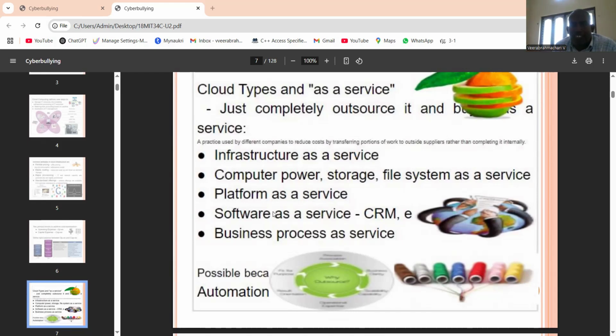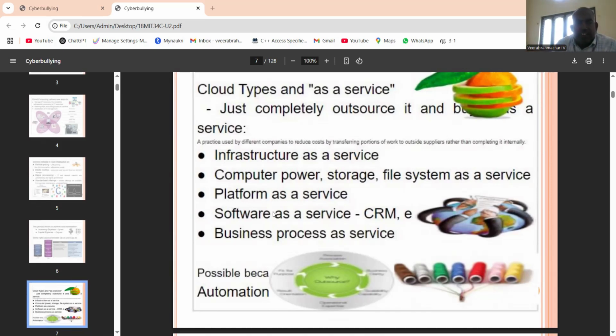First one is infrastructure as a service. Second one is platform as a service. Third one is software as a service. It is used for CRM, meaning customer relationship management, and for various e-business, meaning electronic business processes, as software as a service. It can also be used for office automation in cloud computing.